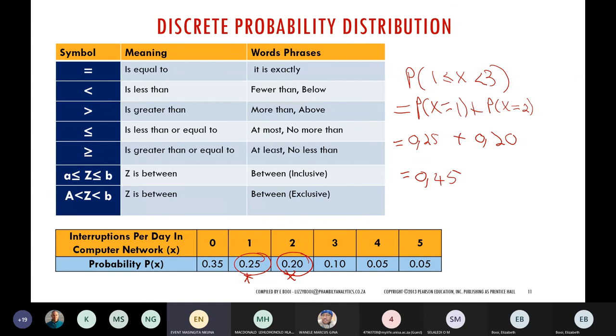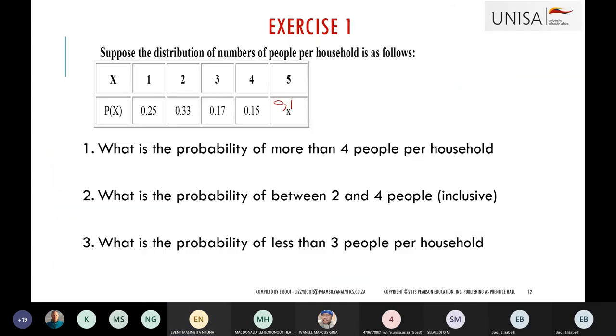More than is greater than. Remember that? So for more than, which is greater than, it means you're going to find the probability of X greater than 4, which is the same as the probability of X equals 5.